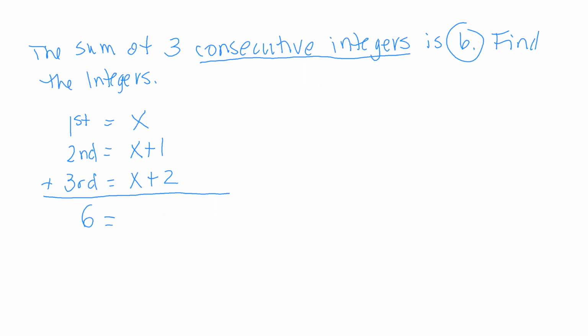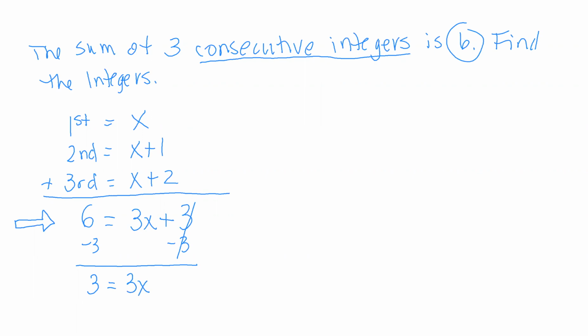And just like in that previous video, we combine like terms vertically. I've got 3 x's, and then I've got 1 plus 2 is 3. This right here is the equation that we want to solve, and it's pretty much already simplified. So what we need to do is isolate the term that contains the variable. To do that, I want to subtract 3 from each side. 3's cancel on the right. I'm left with 6 minus 3 equals 3, and 3 equals 3x.